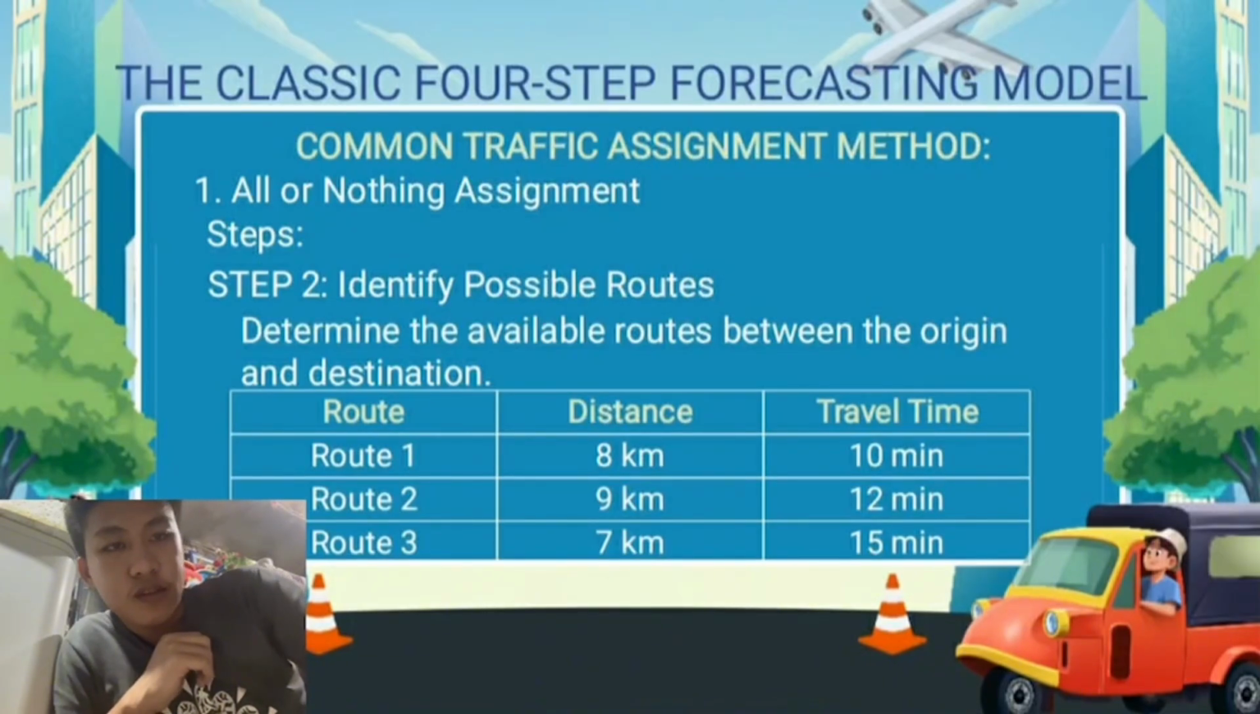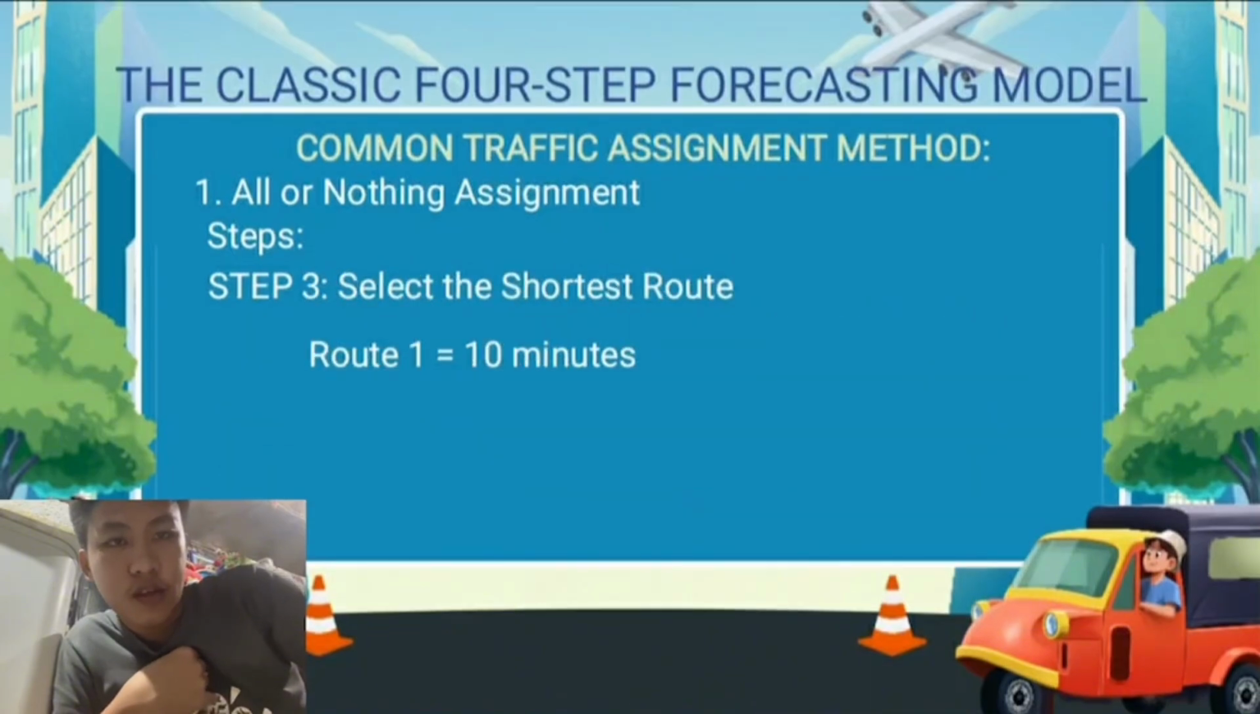And route 3 is 7 km but the travel time is 15 minutes. So you see the difference between routes 1, 2 and 3. Route 2 is far, but it is in between the 10 and 15 minute ride. Step 3 is to select the shortest route. The shortest route is route number 1, which is 10 minutes.